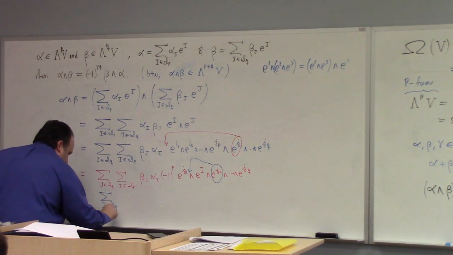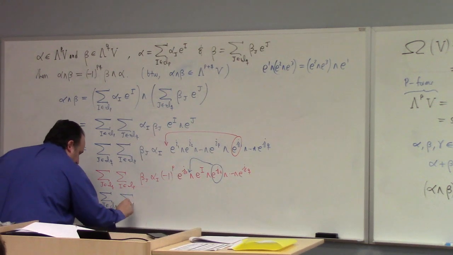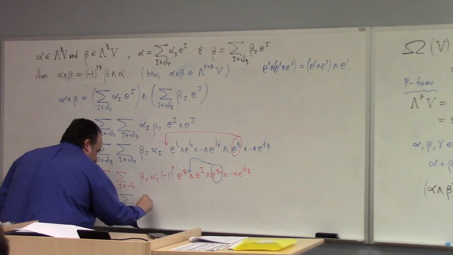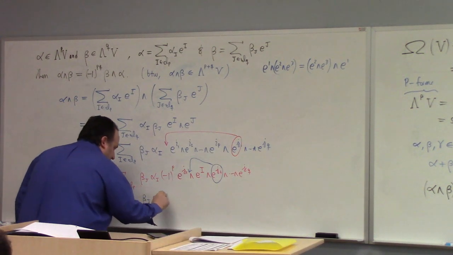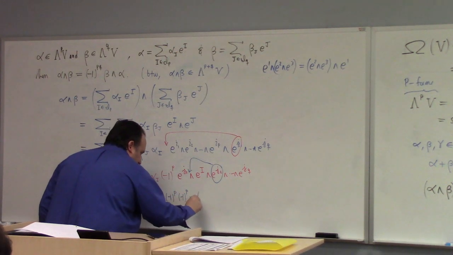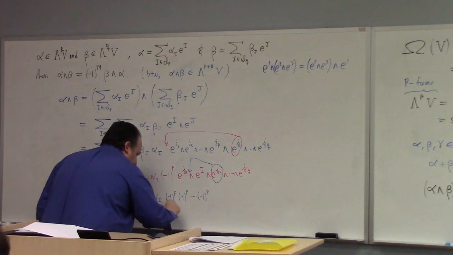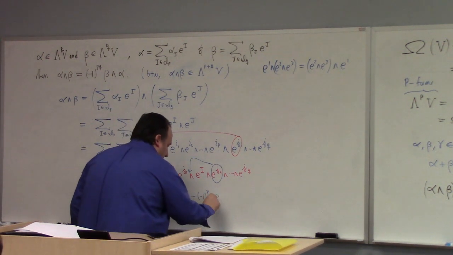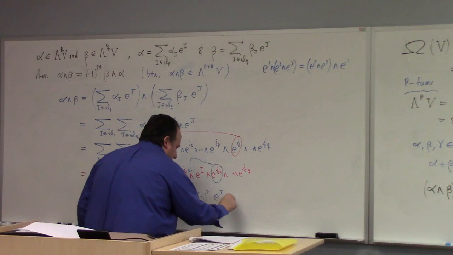The sum over J in I_Q and I in I_P. We have beta sub J, alpha sub I, (-1) to the P, (-1) to the P. How many of these? (-1) to the P. Apparently, Q-fold of those. And that leaves me with E^J wedge E^I.